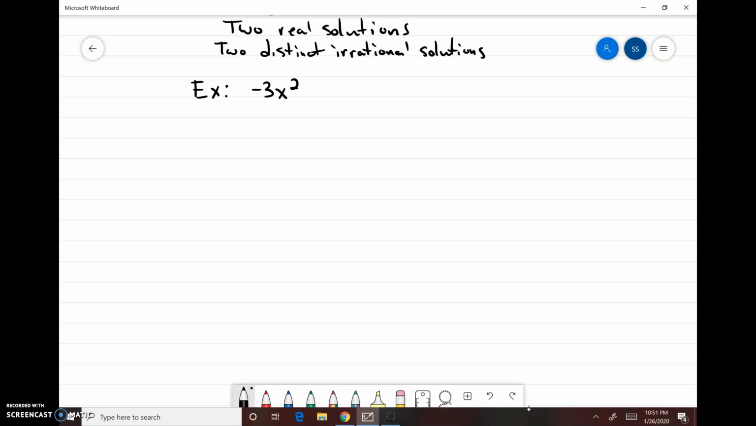Negative 3x squared minus 5x minus 8 equals 0. All right, so if I take my discriminant, that is negative 5 squared minus 4 times a times c. Well, negative 5 squared is 25. And then we have negative 4 times negative 3 times negative 8. That's going to give me a negative 96. Again, we have negative times a negative times a negative, so it leaves me with a negative number. This is actually negative 71.